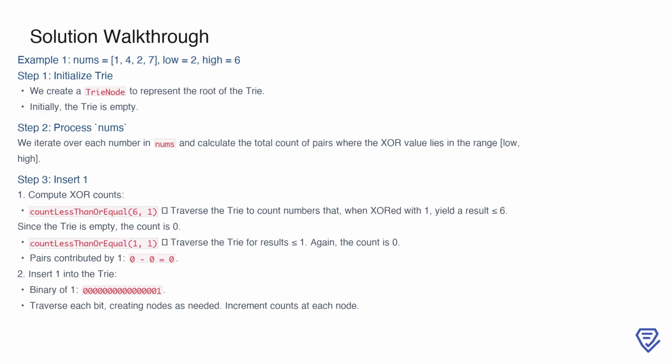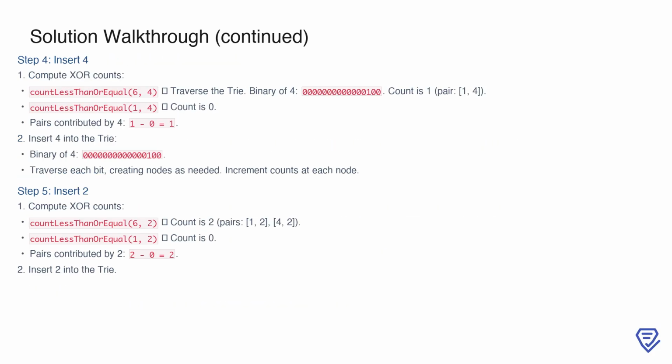We then insert 1 into the tree by traversing its binary representation from the most significant bit to the least significant bit. For each bit, we create new nodes as necessary and update the count at each node to reflect the insertion of this number. Now we process the next number, 4.